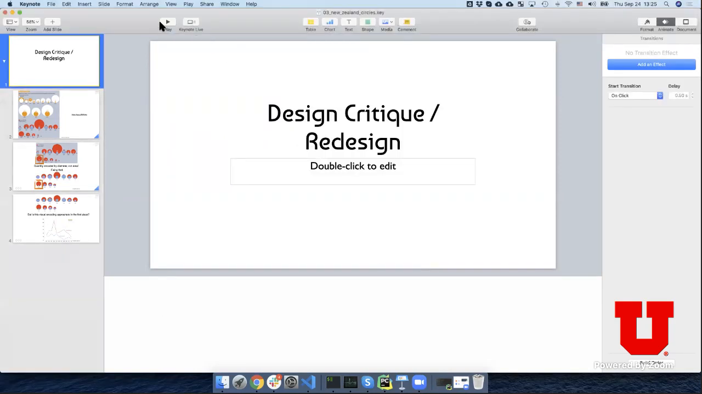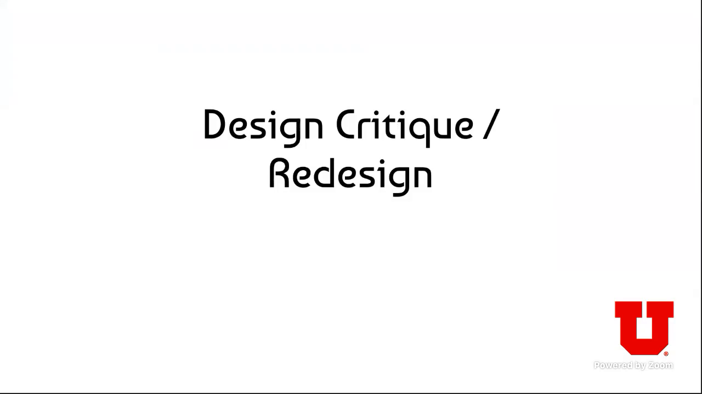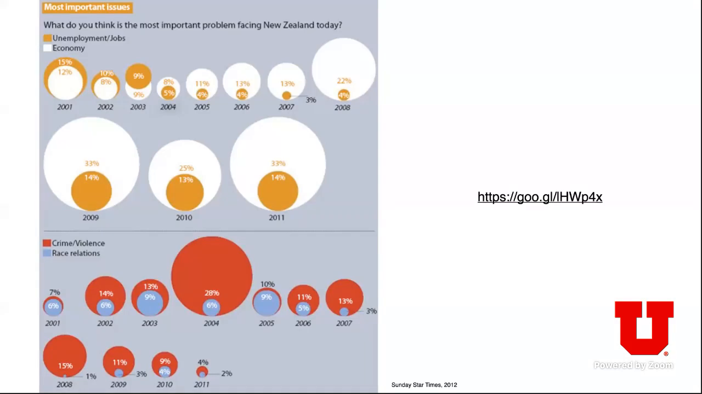Great, thank you. So today I want you to look at this chart from the Sunday Star Times, a New Zealand newspaper from 2012. It's about the most important issues facing New Zealand. We have two different charts here. They ask the same question.